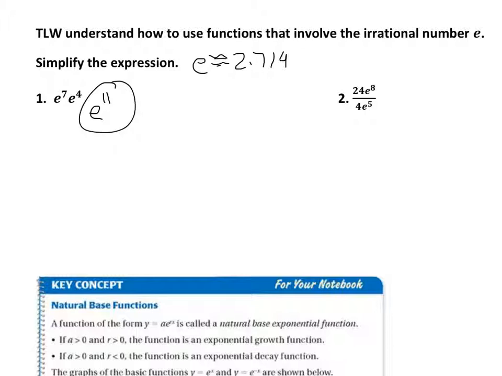I'll show you, if you don't know where the e button is, we can find it and learn how to use it on our calculators. So here I do 24 divided by 4 is 6. What do we do when we have division of the same base? What do you do with the exponents again? Subtract. So 8 minus 5 is 3. And it's always top minus the bottom. So let's look at one more.